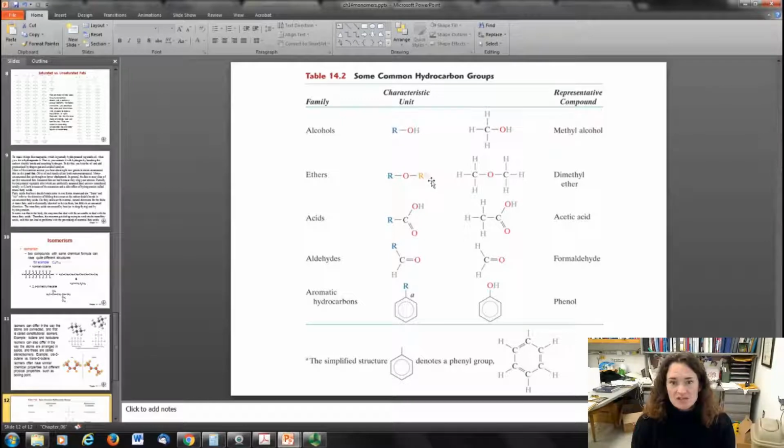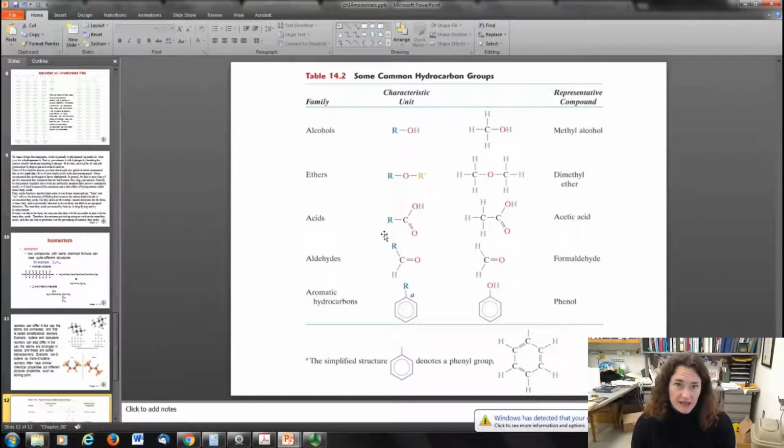Ethers are when you have two different groups hooked together by an oxygen. And so this is dimethyl ether. Methyl because it's the CH3 group, meth, remember, for one hydrogen, right? So you have two of them, dimethyl ether, hooked together by an oxygen in the middle.